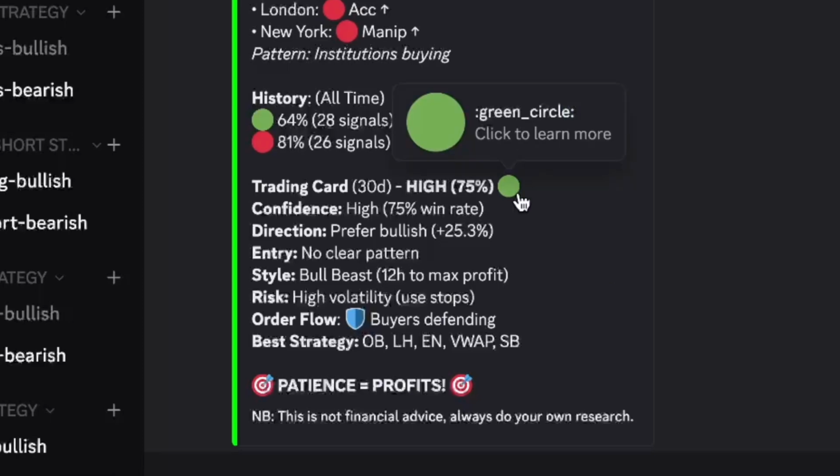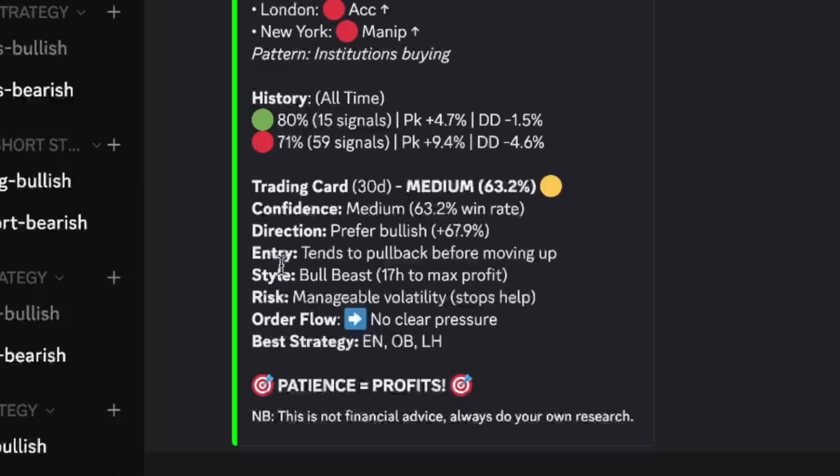Entry, the coin's historical behavior pattern at the signal entry or grade A. In this case, it says no clear pattern. But in our liquidity hunt, it says tends to pull back before moving up. So expect a dip first, probably back into the fair value gap and a break of structure at the signal A. Be patient. Tends to pump first, then pulls back is the other option. It may run immediately. Don't chase. Wait for the pullback. The opposite is the same for shorts. Tends to bounce before moving down. Tends to drop first, then bounce. Or mixed behavior pattern, no consistent pattern detected.